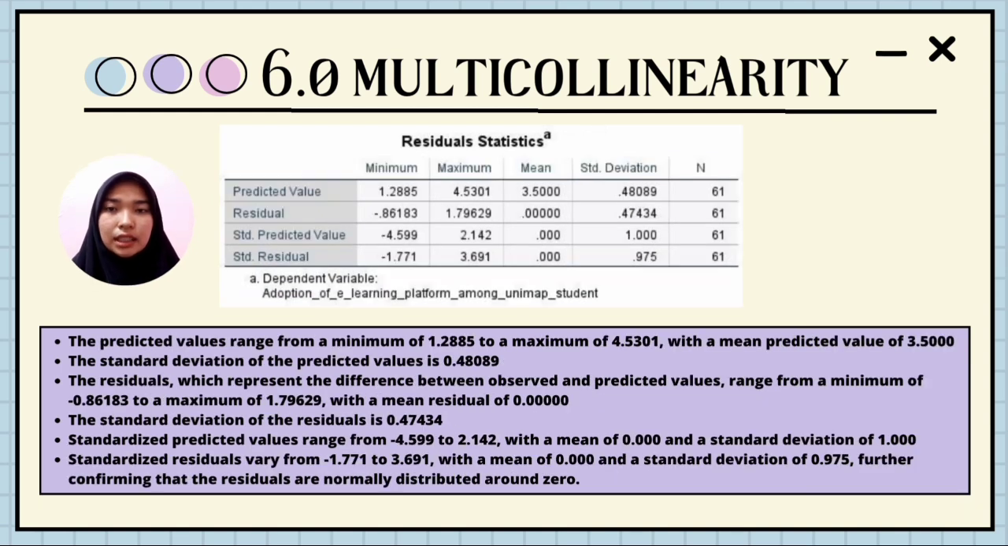Based on residual statistics, it showed that the predicted values range from a minimum of 1.2885 to a maximum of 4.5301 with a mean predicted value of 3.5000. The standard deviation of the predicted value is 0.48089.